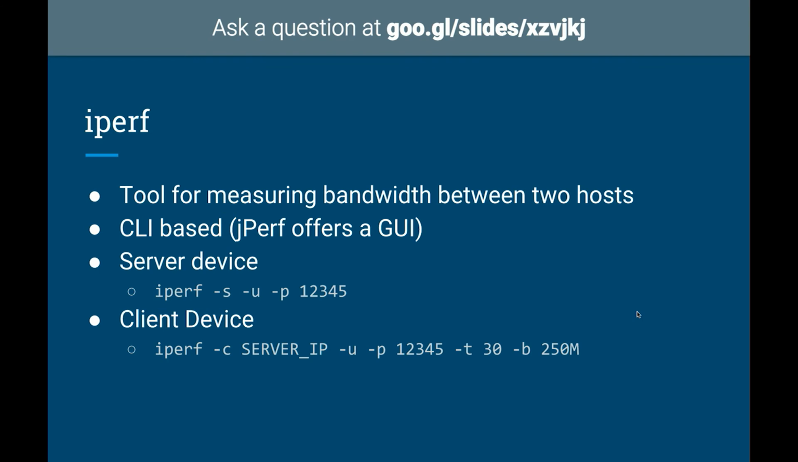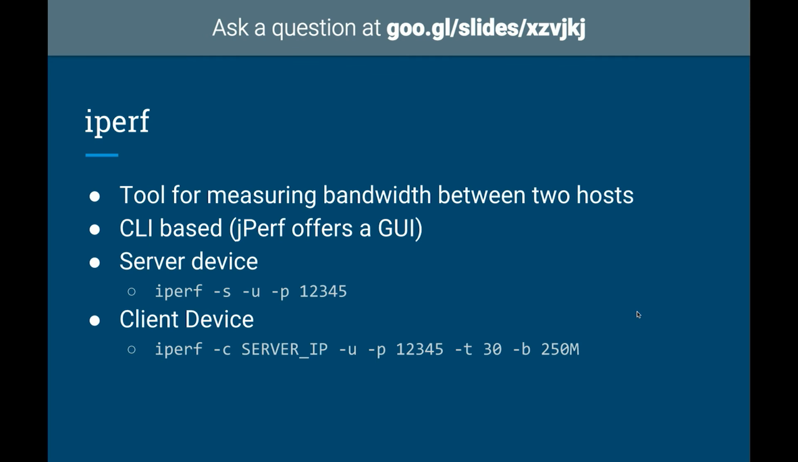And we set up one device to act as a server. In that example, iperf -s for server, -u for the UDP protocol. And then the port that we're listening on is 12345. On the client device, we say we're going to be a client. We're going to send data to this server. We're going to specify we're using UDP in this example, the port we're connecting to, we're going to run this for 30 seconds, and we're going to send 250 meg.